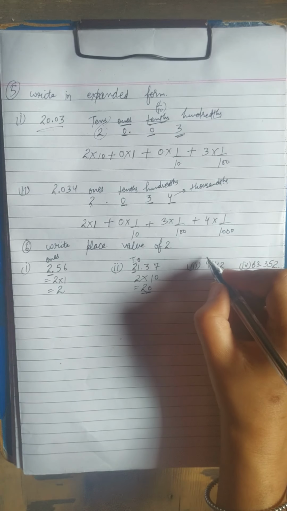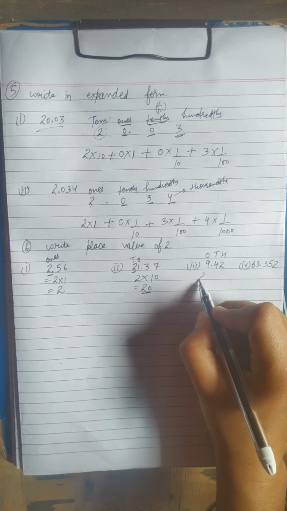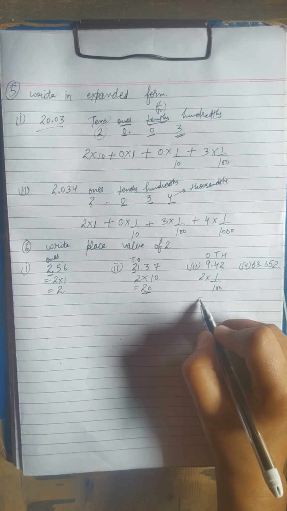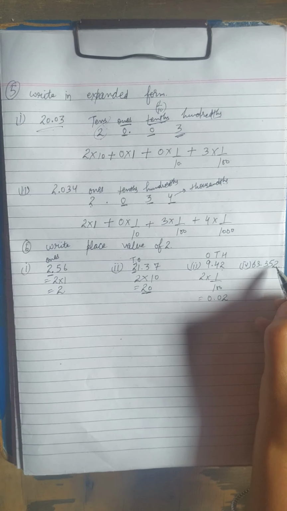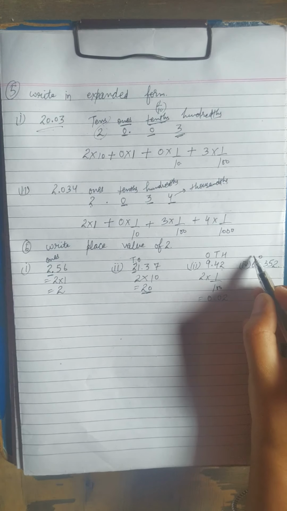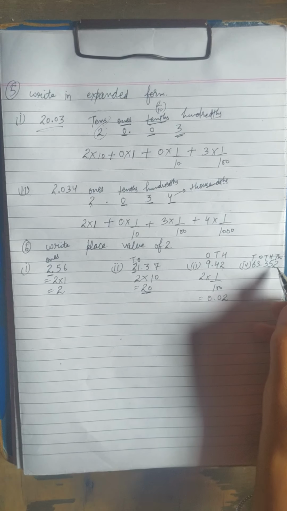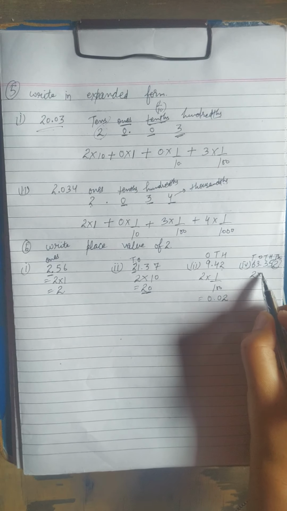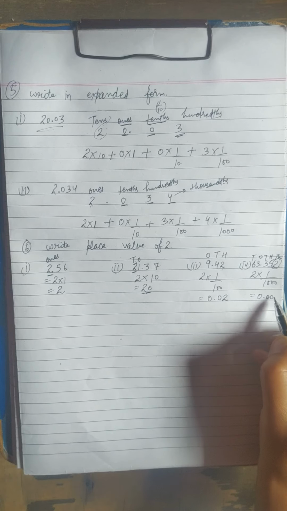Okay, see, now here it is ones, tenths, hundredths. So what we will write here? 2 multiply 1 by 100. So this is equal to 0.02. Okay, see, now in this number, here the places are ones, tens, this side tenths, hundredth, thousandth. Okay, so that means this is on the place thousandth. So what we will write here? 2 by 1000, this is equal to 0.002.